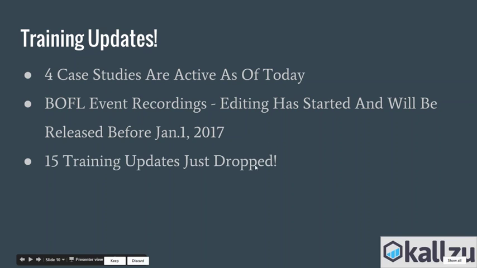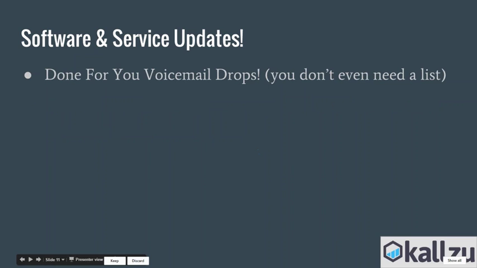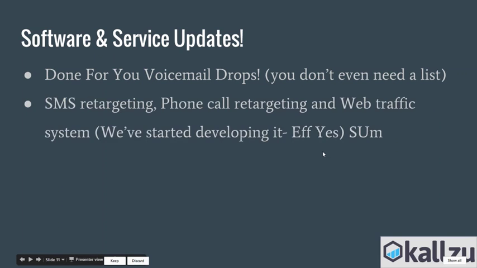We have those 15 training updates that we just dropped. I'm gonna go over those in a minute. We've got software and service updates. So we've got done-for-you voicemail drops where you don't even need a list, okay? You can get the voicemail drops just like we did at the Battle of Fort Lauderdale. We've got the piece of software where we're going to be able to do SMS retargeting, phone call retargeting, and web traffic. That system, we've actually started developing it.